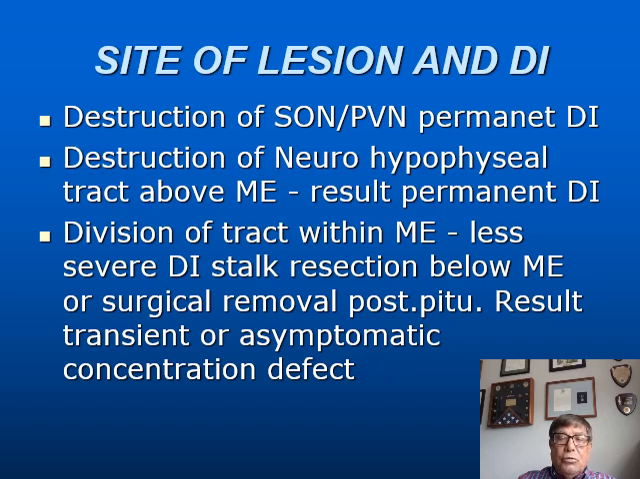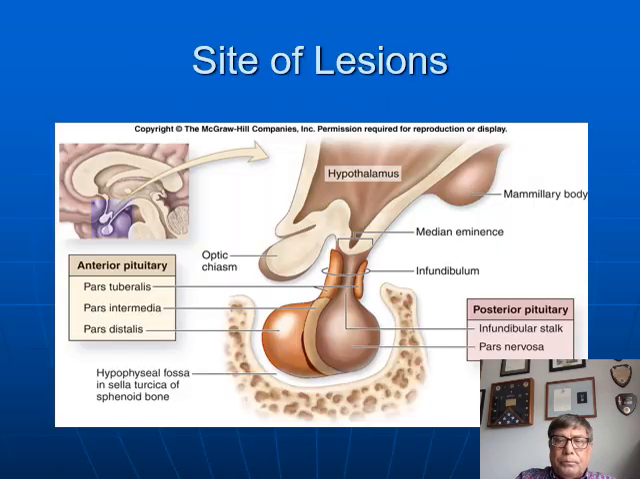Destruction of the posterior pituitary or surgical removal also results in transient DI and an asymptomatic concentration defect. So they won't need any treatment or anything, but they probably will go to the bathroom a little bit more than other people, but it's not something that will be a significant problem. As I said, this is the median eminence, hypothalamus, and the posterior pituitary, and this diagram shows the effect on concentration depending upon the site of the lesion.